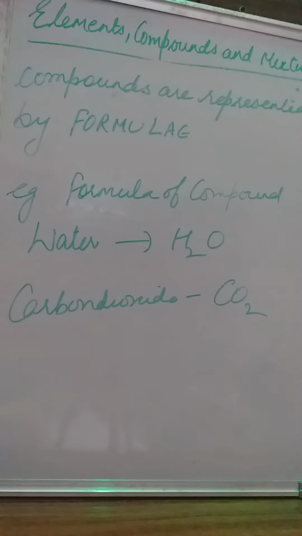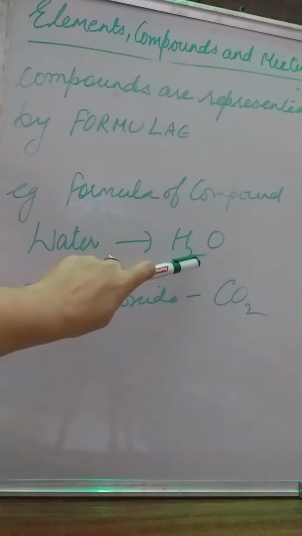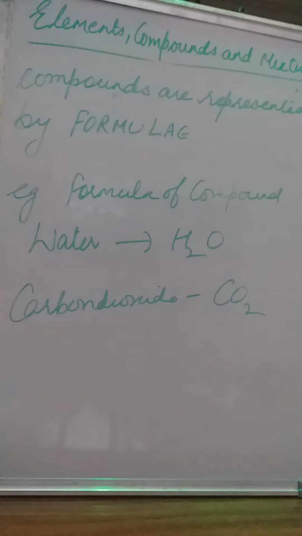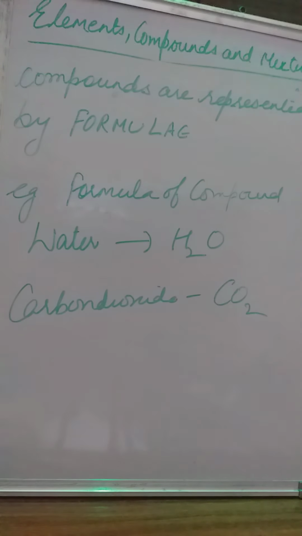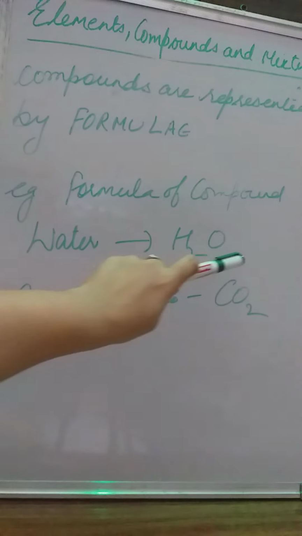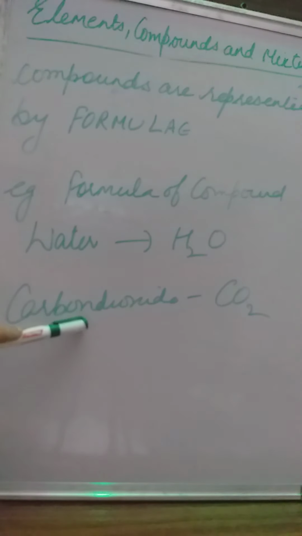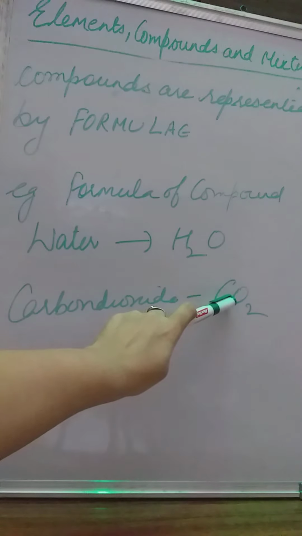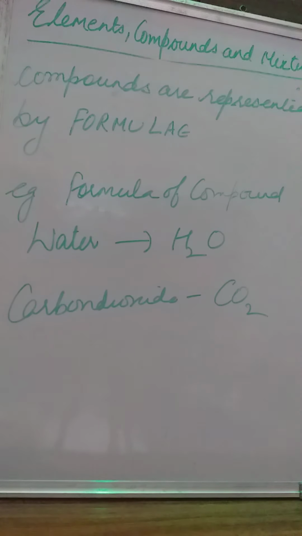What is it representing? It indicates that 2 atoms of hydrogen and 1 atom of oxygen combine to form a molecule of water. Another example, carbon dioxide, what does it show? That it is made up of 1 atom of carbon and 2 atoms of oxygen to form 1 molecule of carbon dioxide. Is that clear to you, everyone?